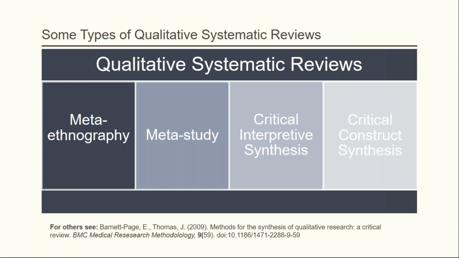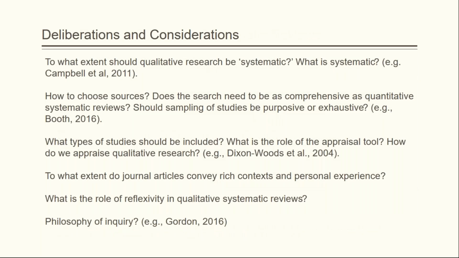So a critical construct synthesis reveals and critiques the assumptions that are implied in these decisions and explores what could have been known, learned, or understood had the review been conducted differently. So sort of view it as a kind of a gut check on a systematic review.